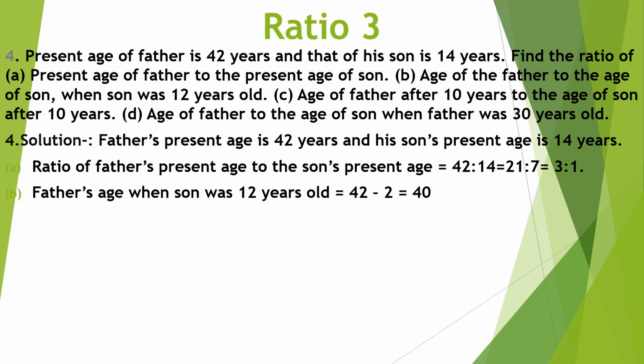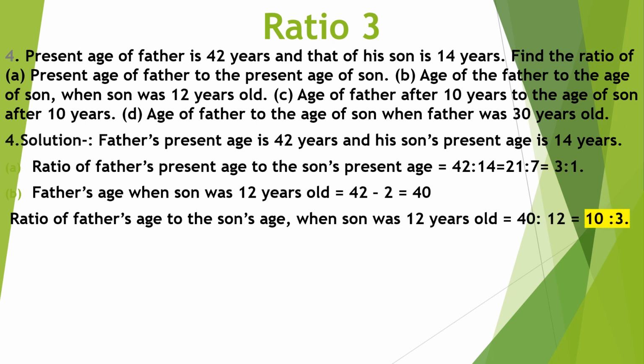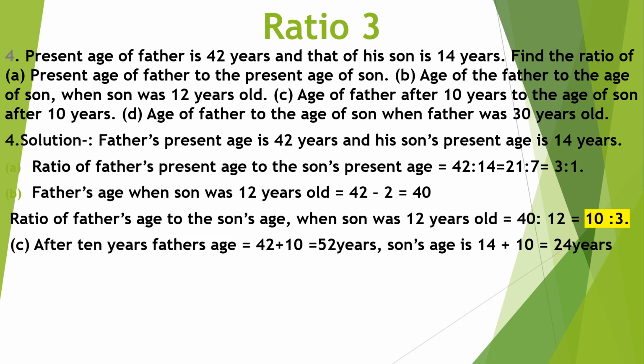Now, the age of the father to the age of the son when the son was 12 years old. To find this ratio, the son was 12 years old 2 years back. So father's age when the son was 12 years old will be 42 minus 2, which is equal to 40. So the ratio of father's age to the son's age when the son was 12 years old is 40 is to 12. On simplification it comes to 10 is to 3.